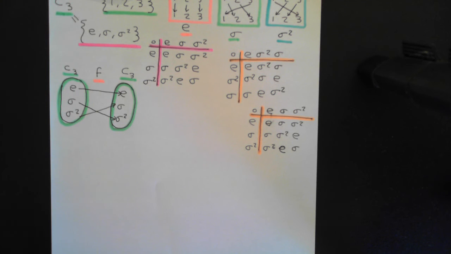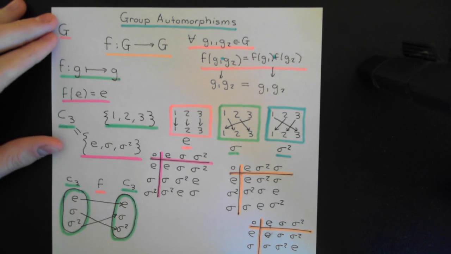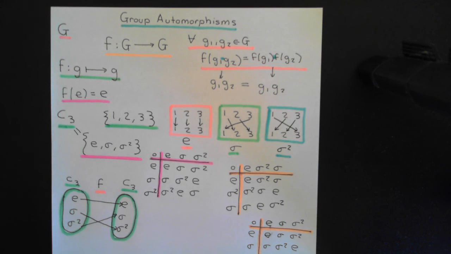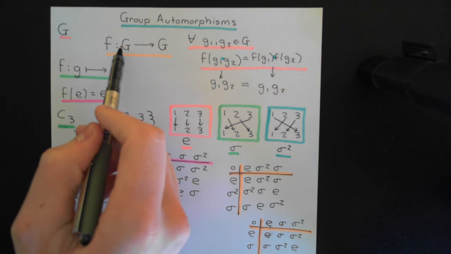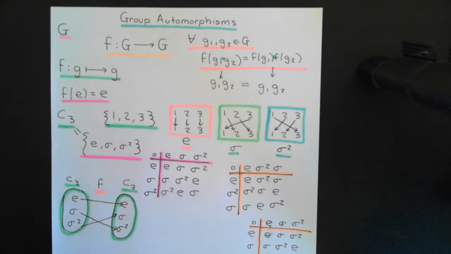Okay, so welcome back to this next video in which we are discussing group automorphisms. In the previous video what we saw is that a group automorphism is a set permutation of the set that underlies the group itself, which obeys the property of being an isomorphism.